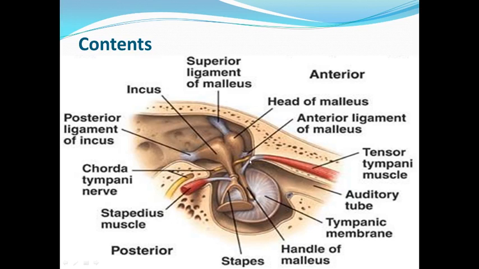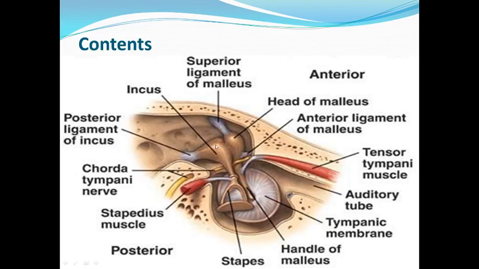Okay, so these are some ligaments which are also considered as contents of the middle ear cavity or the tympanic cavity. And these are the two muscles of the tympanic cavity, the stapedius and the tensor tympani muscle. These two muscles are also contents of the middle ear cavity or tympanic cavity.